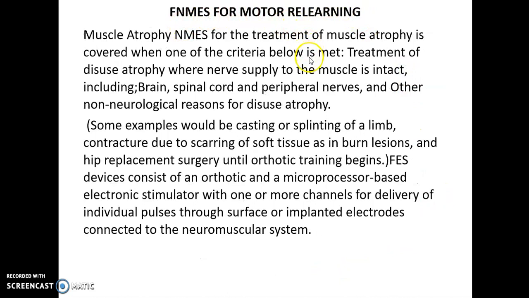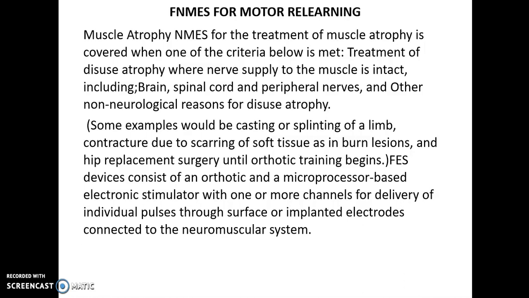So FNMS, now we are coming to the therapeutic part. FNMS for motor relearning program. So mainly what we are achieving is a relearning of motor activity, either in the case of peripheral nerve injury or in the case of upper motor neuron lesion.